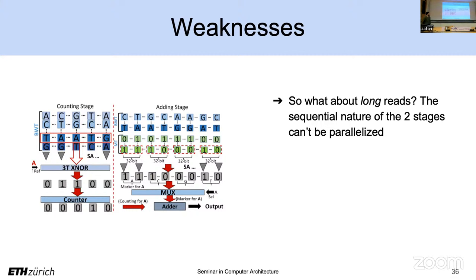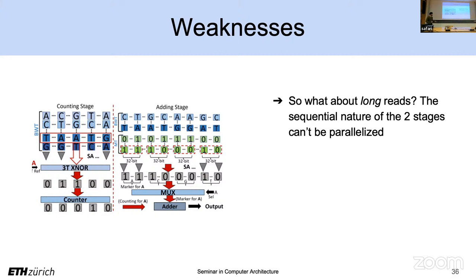Now we move to the weaknesses. I said right at the beginning that I talked about short reads, which are between 50 and 300 characters. So one can ask, what about long reads? Can I also use this architecture for long reads? Since I wrote something here, I will not ask in the room, but basically the answer, and to be fair, the authors also mention it in the paper, is that it's not optimal for long reads.